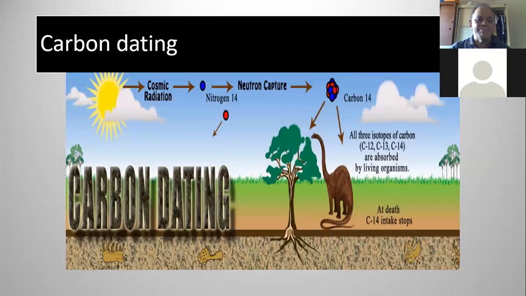Dating carbon, simple. First, cosmic rays coming from outer space interact with nitrogen, and then the neutron from the cosmic ray interaction interacts with nitrogen to form carbon. Right? Carbon interacts with oxygen to form carbon dioxide and mixes with the air. Right? In the air, you get C12, C13, C14.